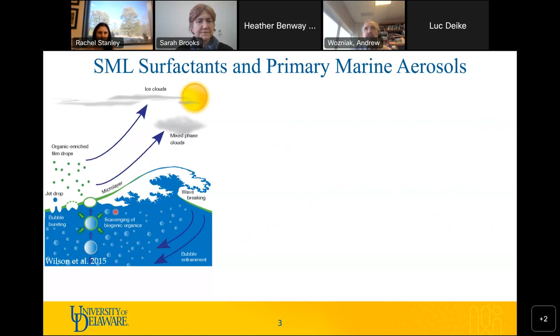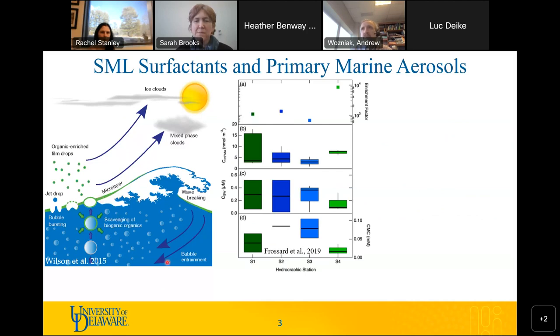So here's another great cartoon from Wilson et al. I like this one because it's showing the bubbles and how these organics are being scavenged onto a bubble to accumulate then in this green microlayer area. With the wave breaking process, you get the emission of primary marine aerosols into the atmosphere that are enriched in these organics, which I've told you are enriched in those surfactants. And Amanda Frossard et al. in 2019 published a paper that measured the enrichment of those surfactant compounds.